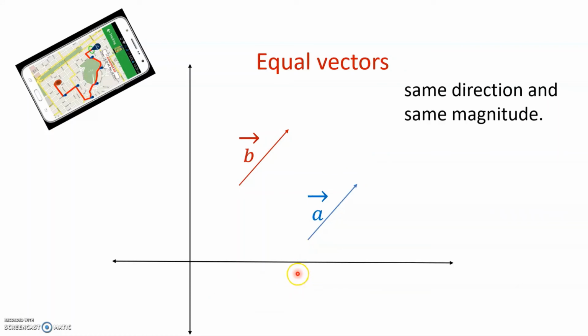Right. Two vectors can be called equal vectors if they have the exact same length. A and B are equal in length and their direction is exactly the same. They're going parallel to each other. Then these vectors are called equal vectors, right? So they have the same direction and the same magnitude.